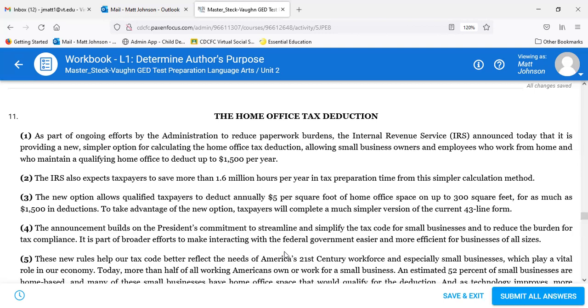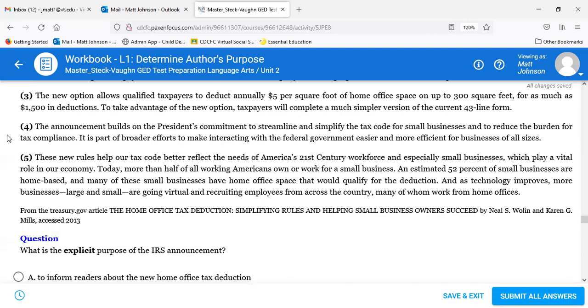It is part of broader efforts to make interacting with the federal government easier and more efficient for businesses of all sizes. Okay, and Saskia, you want to read paragraph 5?